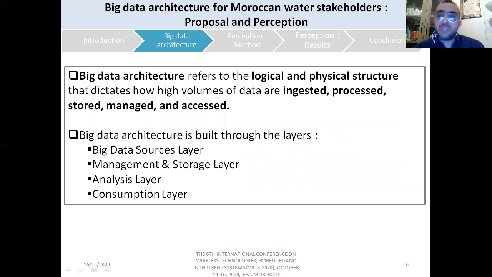According to Cravero et al., who published in 2018 a paper about big data architecture for water resources management, a systematic mapping study, big data architecture refers to the logical and physical structure that dictates how high volumes of data are ingested, processed, stored, managed, and accessed. This architecture is built through 4 layers: big data sources layer, management and storage layer, analysis layer, and presentation layer.